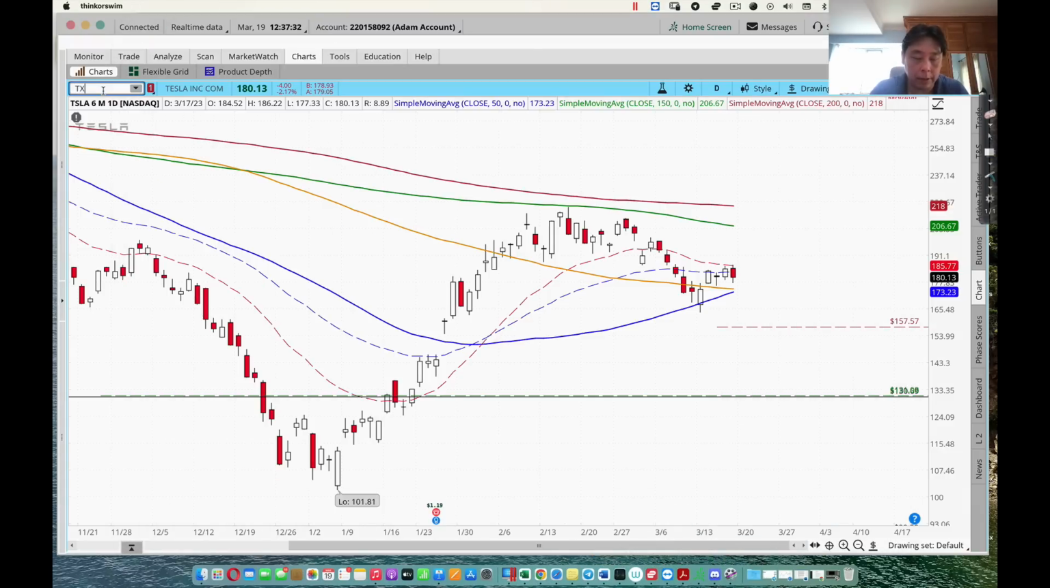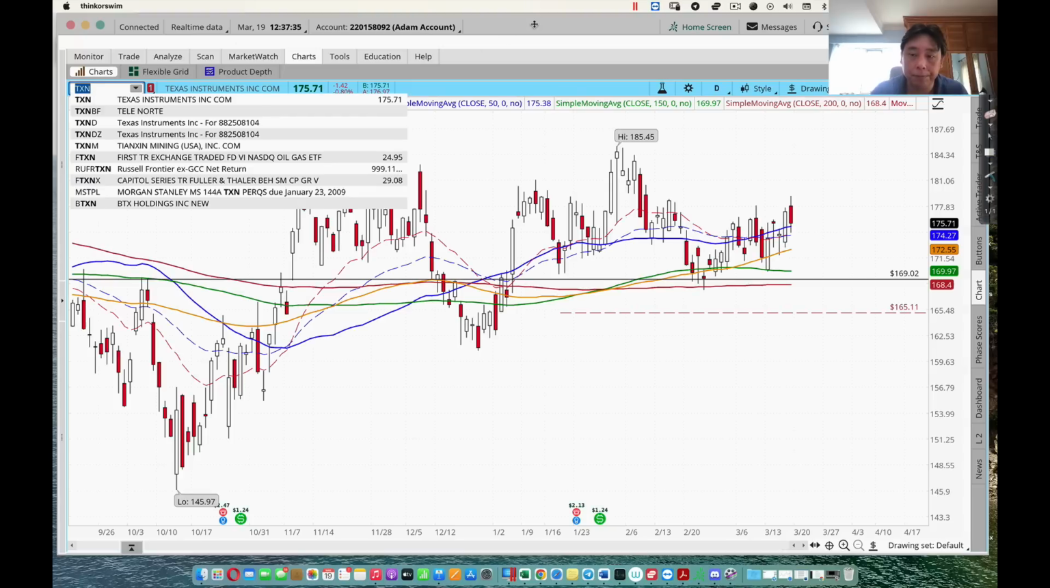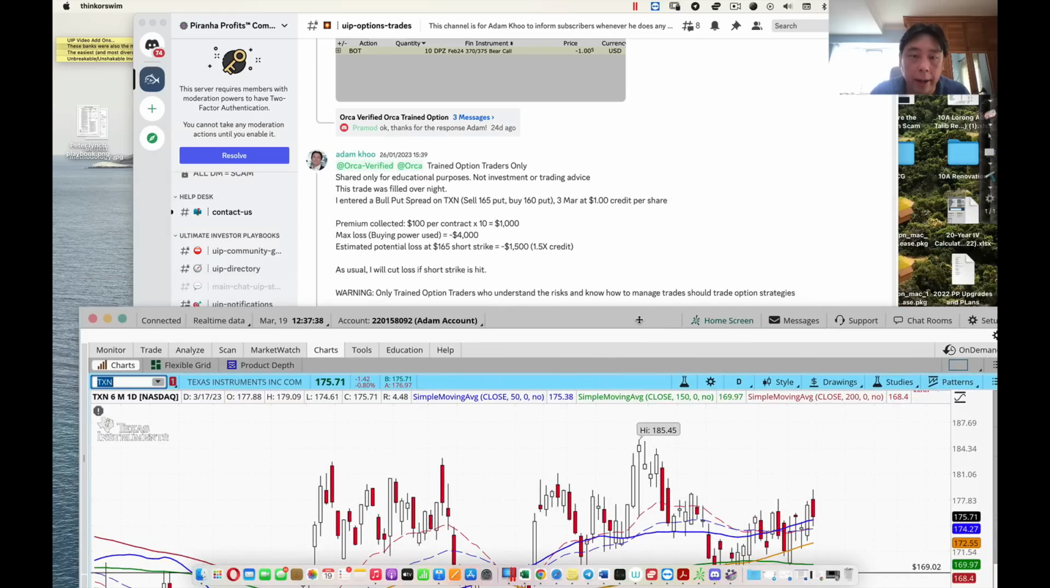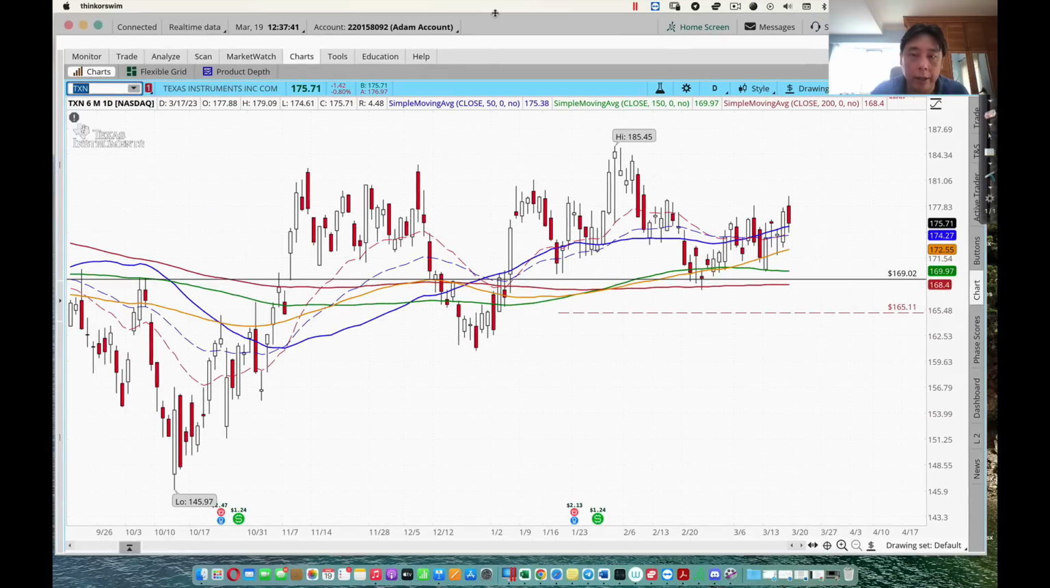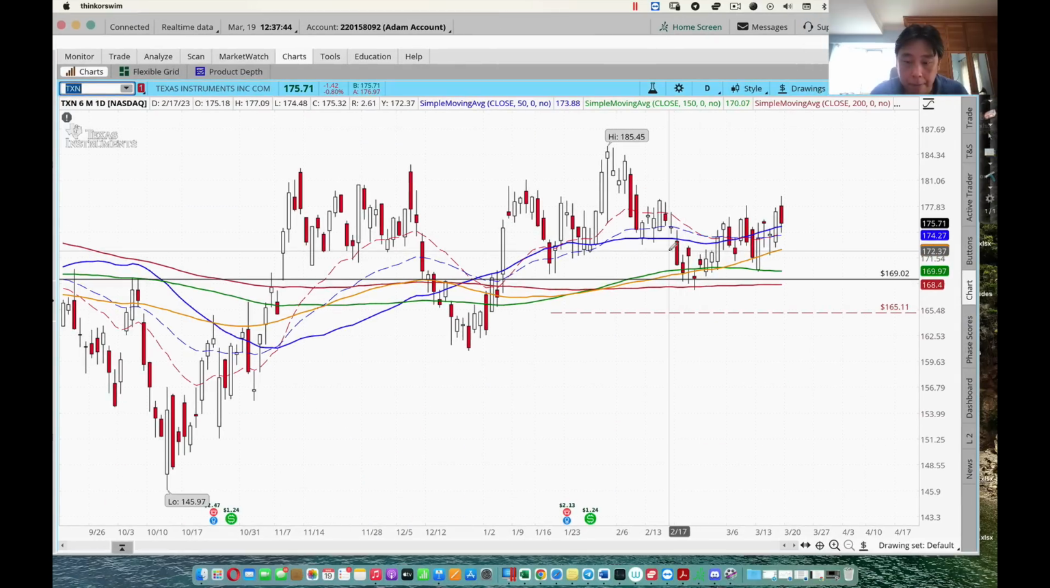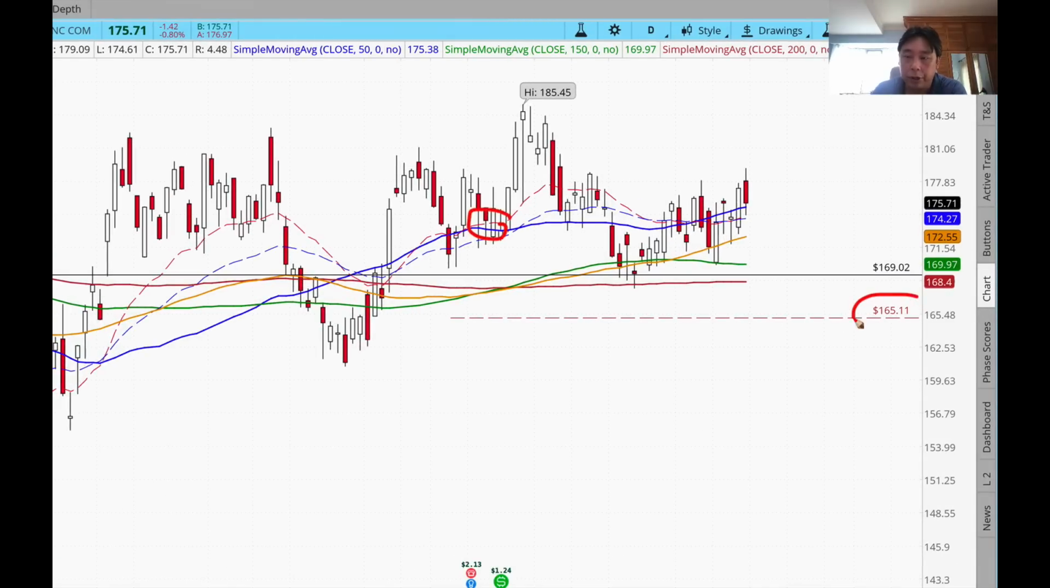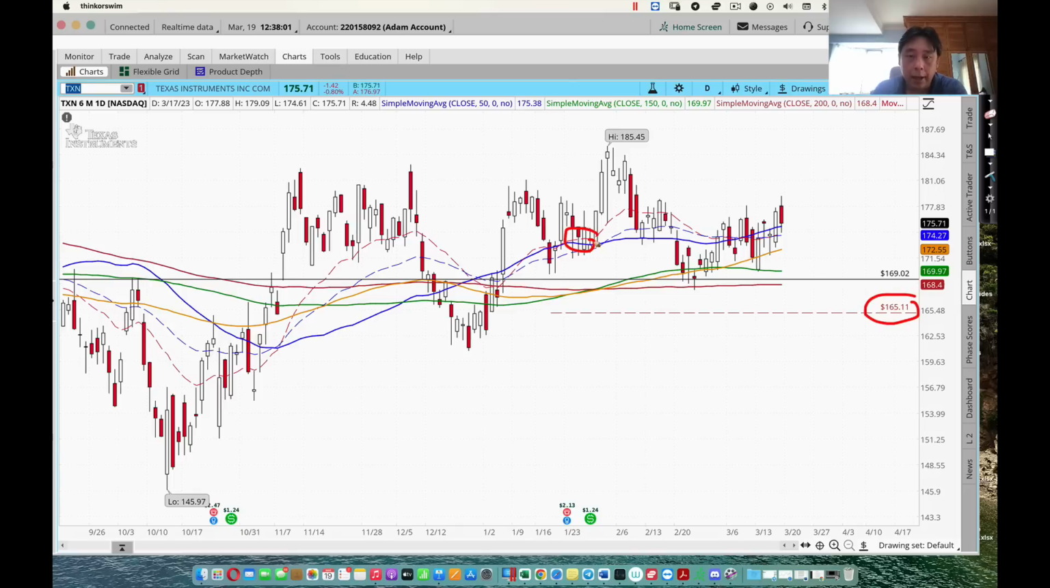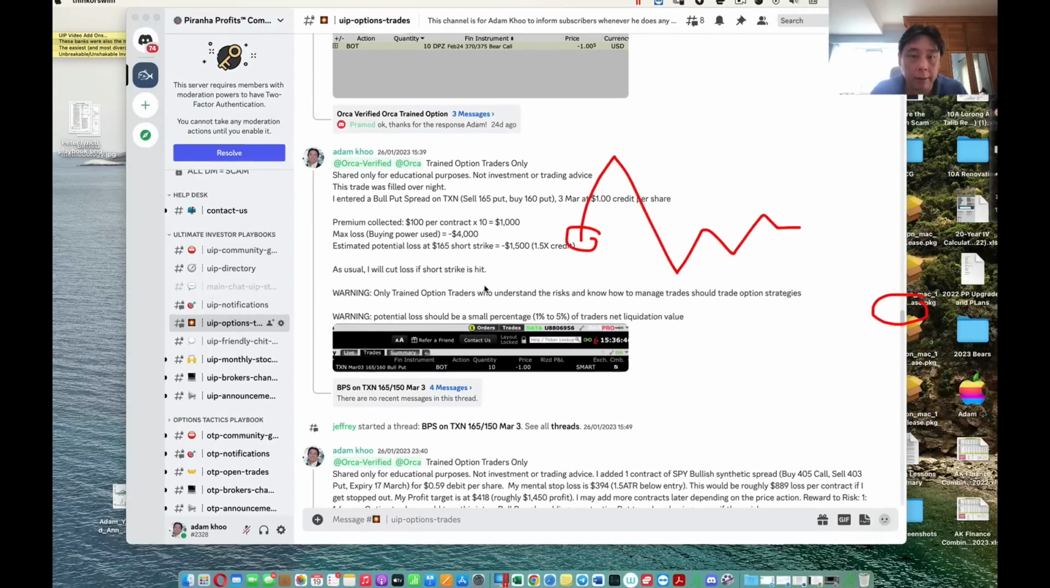So let me just show that to you right here. This is the TXN, which is Texas Instruments. So again, this trade I entered on the 26th of January, which was somewhere here. So what I did was I sold the 165 put, and I bought the 160 put. In other words, as long as the price doesn't get below there, I'm profitable. And the price went up, went down, never touched that. And so I got out for a 95% realized profit.